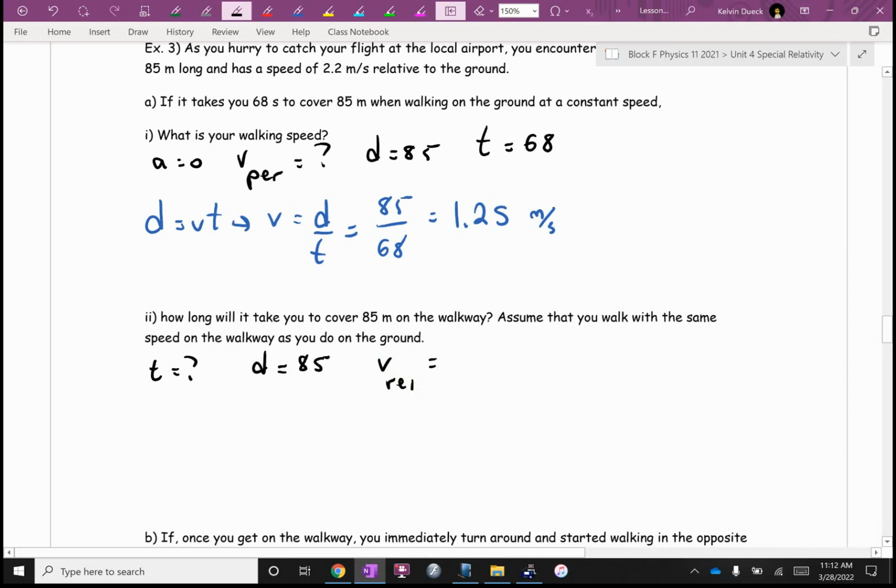So here's the question. When I'm walking on the ground, I travel at 1.25. How fast is the walkway moving? 2.2. Am I going to add these or subtract these? If I'm walking on the walkway, does that make me speed up relative to the ground or slow down relative to the ground? So I'm going to add them. My new relative speed relative to the ground is 4.45. Is that right?